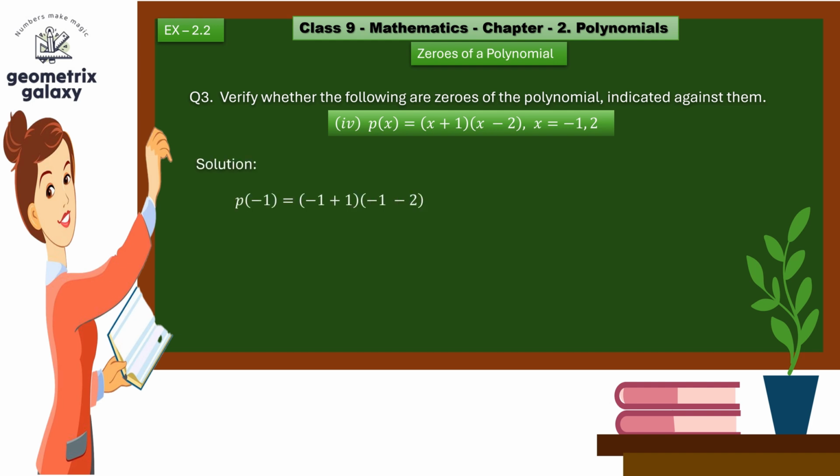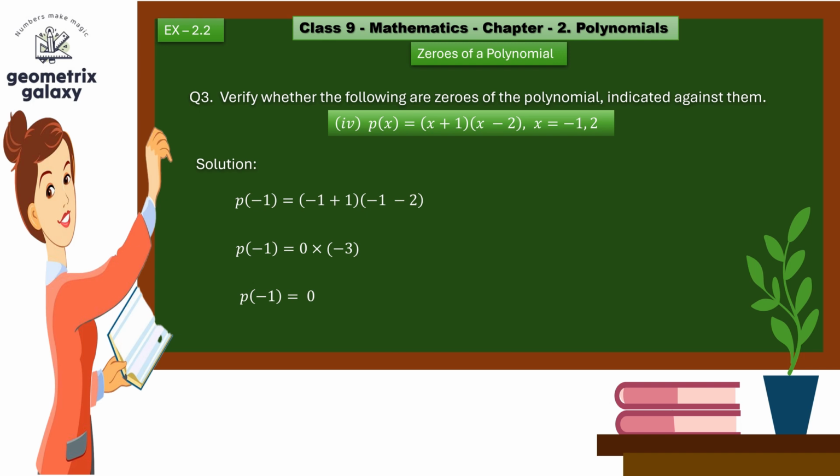Minus 1 and plus 1 if we add we will get 0. Then minus 1 and minus 2 if I add I will get minus 3. 0 into minus 3 is equal to 0. Therefore, the value of p of minus 1 is equal to 0.